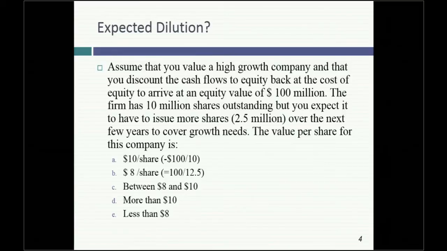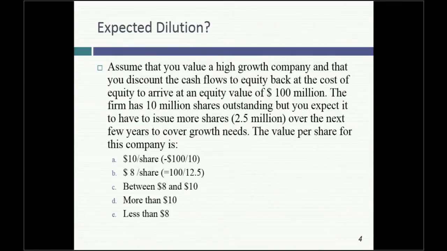One final example, and this is something we will not get to today, but we will talk about in the next session. I'm going to value some young companies. Let's say you're valuing a young, high-growth company. You discount cash flows back to today to come up with a value of equity of $100 million. The company has 10 million shares outstanding right now. But because it has huge reinvestment needs in the future, it has to issue more shares to cover those reinvestments, another 2.5 million shares.